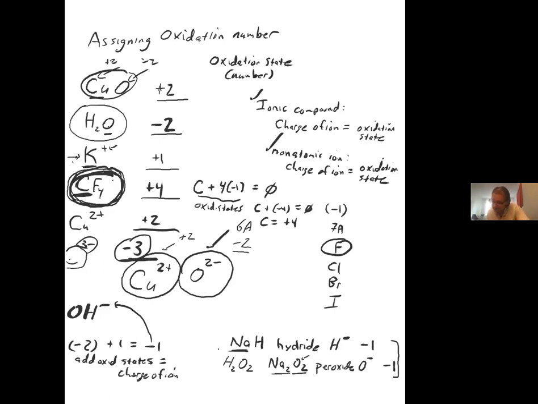So what happens in CF4 and what happens in H2O and what happens in CuO, those are all compounds. Those compounds have no overall charge. So even though the little atoms have charges, overall they have to add up to 0. So that's why with the carbon tetrafluoride, we wanted it to add up to 0. Okay. Let me show you another example.